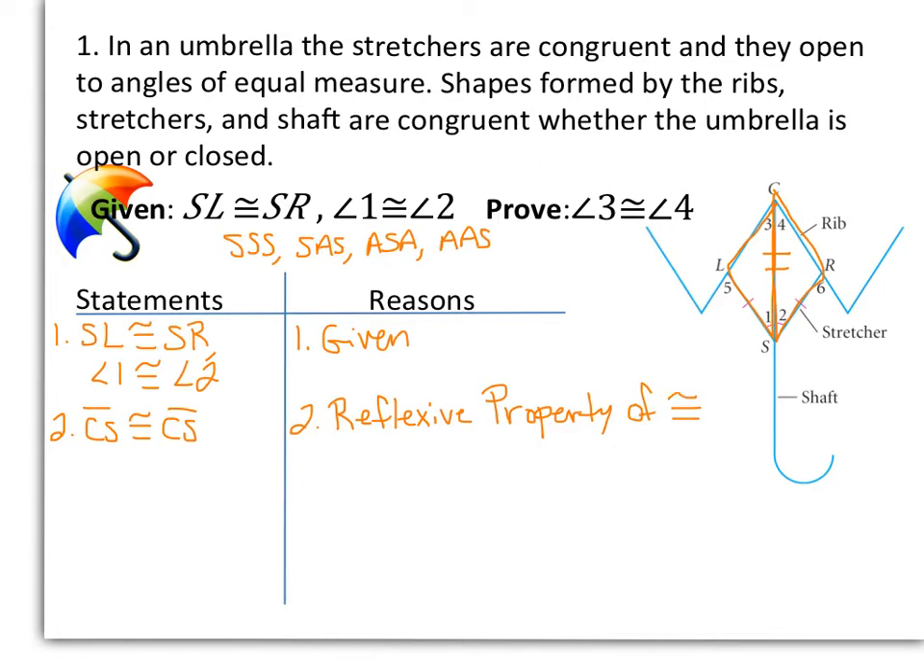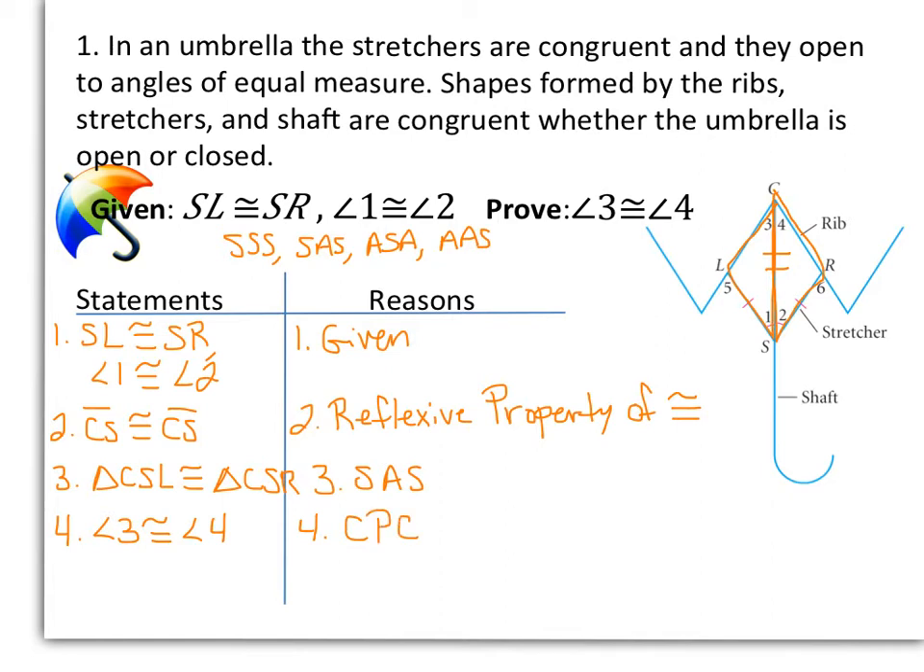So now I have a second side, and I have the three necessary parts to prove my triangles are congruent. So third thing, triangle CSL is congruent to triangle CSR, and that's because of side, angle, side, and therefore angle 3 is congruent to angle 4. And that would be because corresponding parts of congruent triangles are congruent, which means if the triangles are congruent, then all the other sides are congruent and all the other angles are congruent.